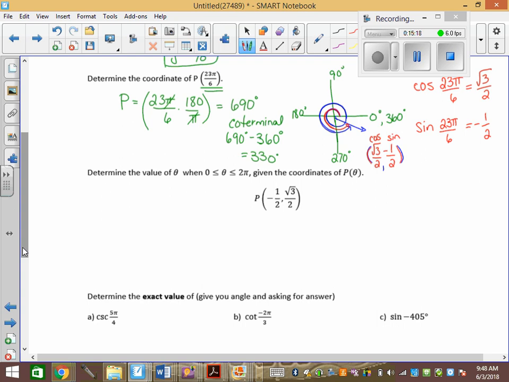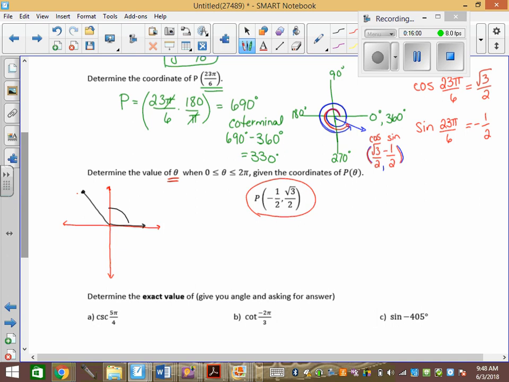The next one says determine the value of theta when, so I'm asking you for an angle. So I'm giving you the outside of the unit circle, and I want an angle on the inside. When 0 is less than or equal to theta is less than or equal to 2 pi. So I know that our x is negative and our y is positive. So I know that my point is in quadrant 2. I also know when my x is a half, it's a 60-degree reference angle. So it's going to be here.